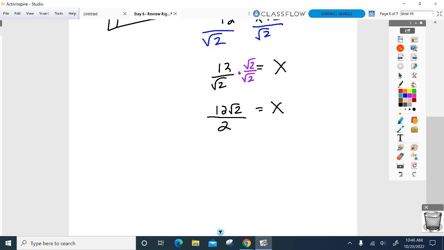Anybody want to take a stab at why we're not? Because you can do 12 divided by 2. Darn right we can. So my final answer will be 6 radical 2. That's going to happen a lot this unit. You get a radical in the denominator.